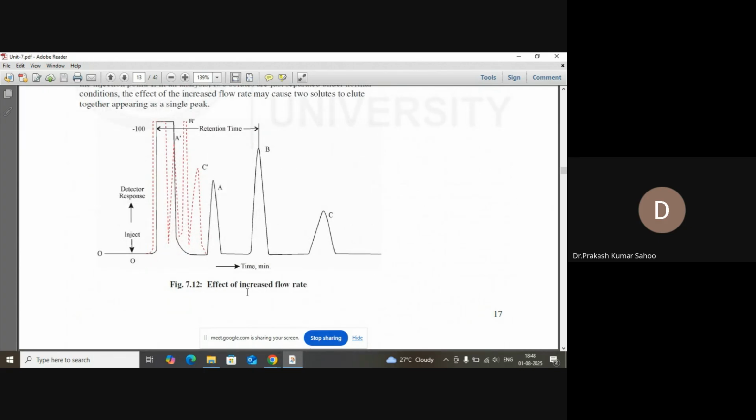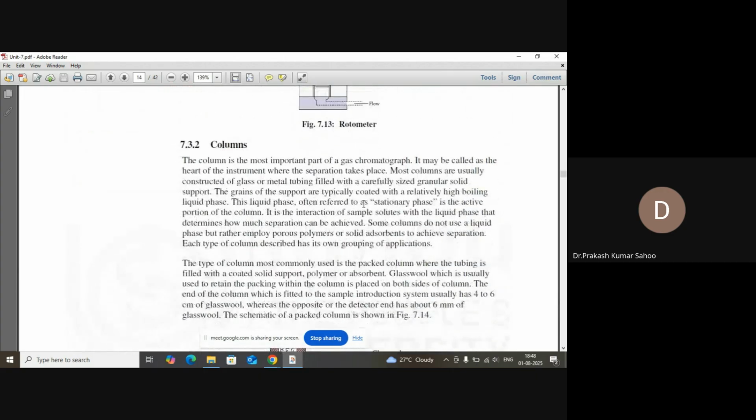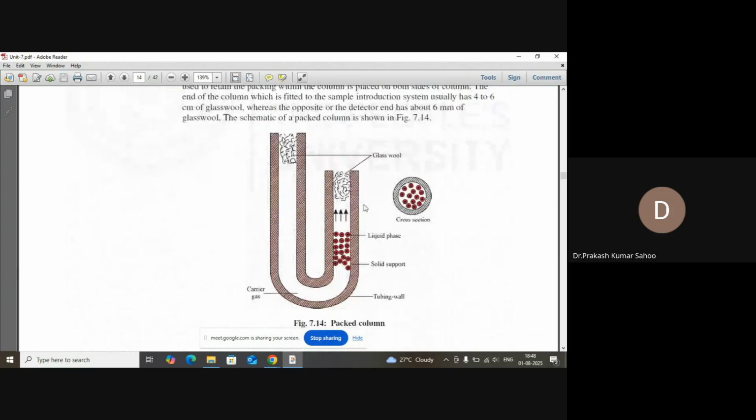And this is the effect of increasing flow rate. When the flow rate increases, how the chromatogram gets changed is highlighted. And this is the column we have. This is the column through which the vapor of the sample is allowed to pass, and accordingly the different particles interact, and by the partition coefficient, the distribution coefficient, the particles get separated.